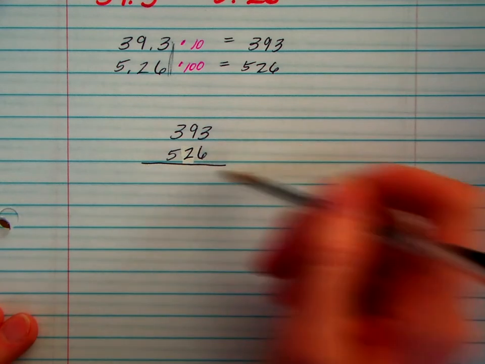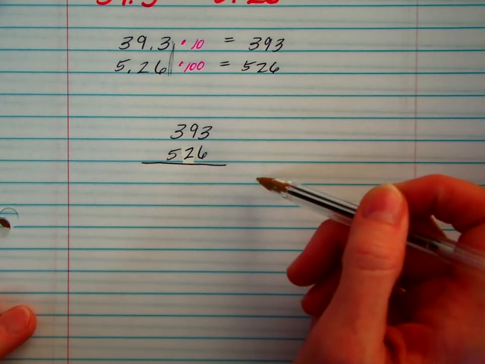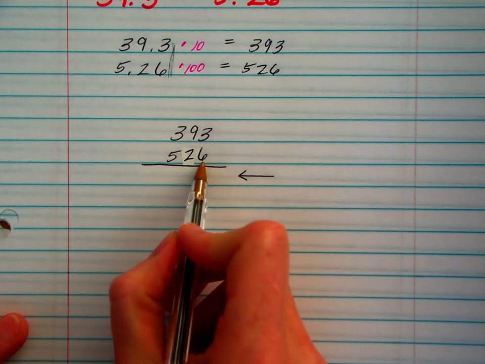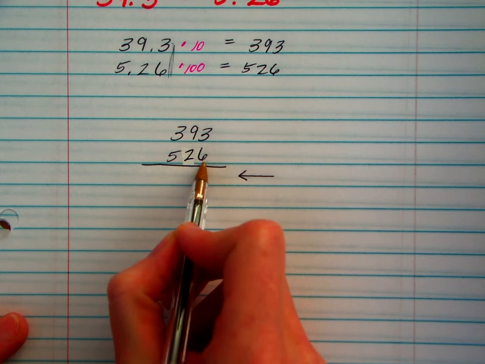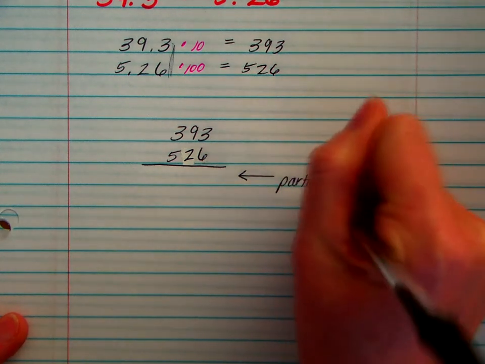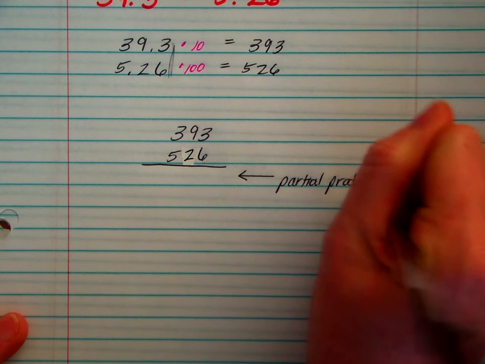If you only get one line of numbers, you're not doing multi-digit multiplication correctly. In this row, we're going to get the partial products for everything that 6 multiplies by. And 6 is currently in the ones place. So this is going to be the partial products for the ones place.